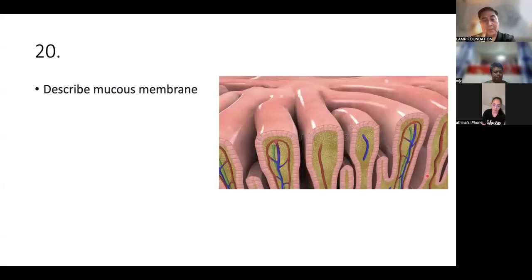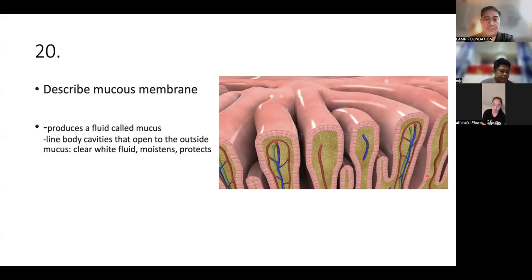Can you describe the mucous membrane? The mucous membrane produces a fluid called mucus. They line body cavities that open to the outside. It's a clear white fluid and it moistens and protects. Okay. We should be very specific when we describe the mucus. So it's a clear and white fluid. It moistens, protects. And this is produced by the mucous membrane.